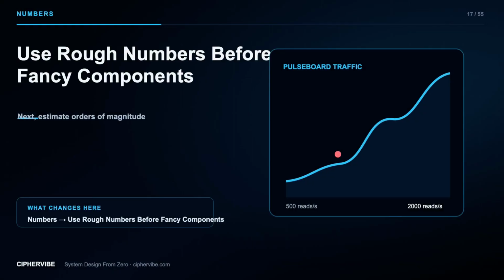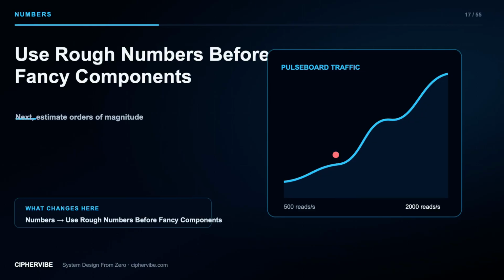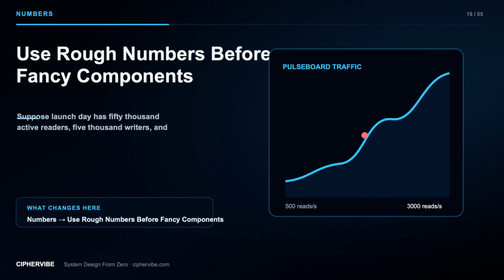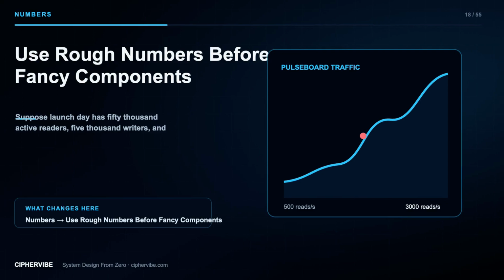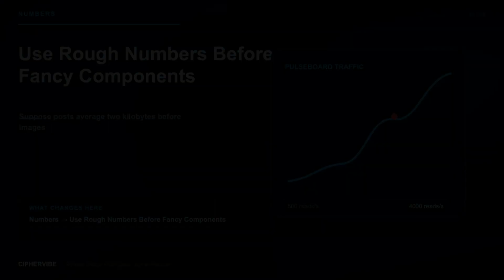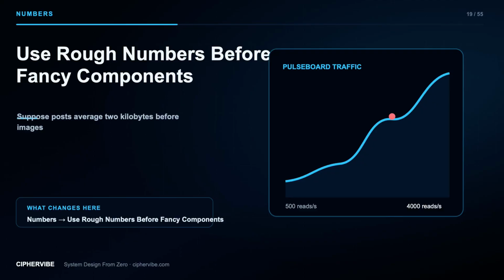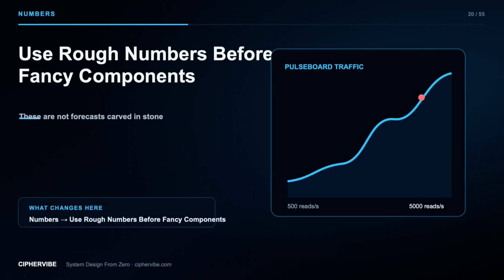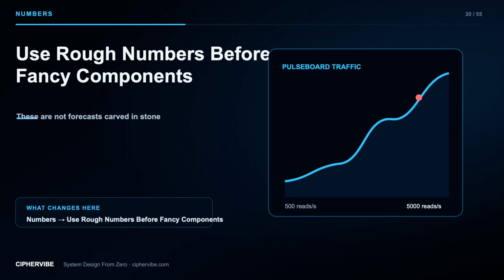Next, estimate orders of magnitude. Suppose launch day has 50,000 active readers, 5,000 writers, and a peak of 2,000 feed reads each second. Suppose posts average 2 kilobytes before images. These are not forecasts carved in stone. They are working assumptions that let you compare designs.